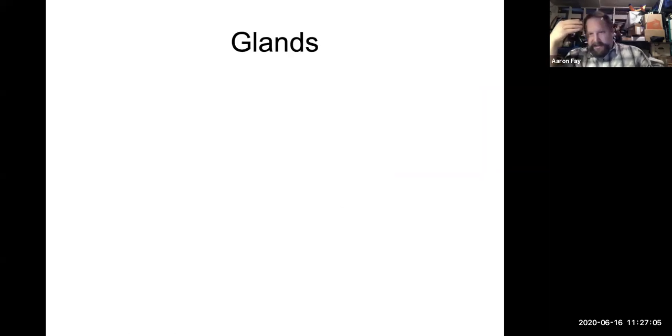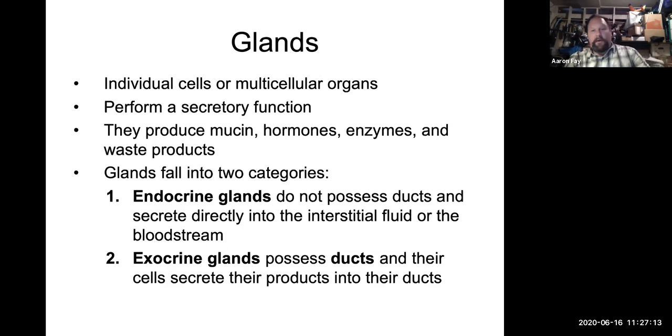Whew. That takes us through all the basic types of epithelial tissue. Now we need to talk a little bit about glands, which are derived from epithelial tissue. Glands might be an individual cell or a whole big organ, right? Their job is secretion. They're going to make some material and release it into the body.